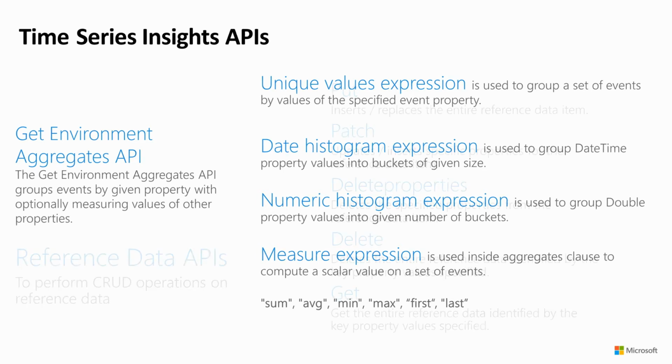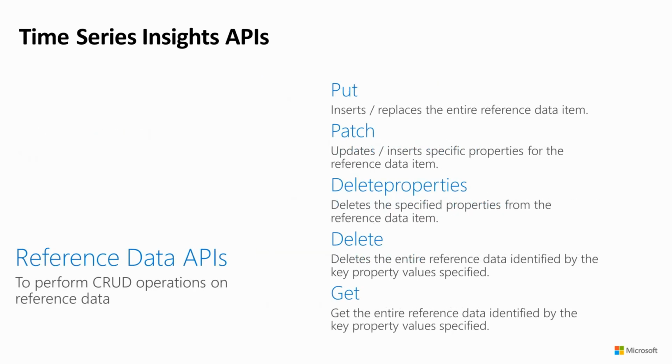Now, finally, we have reference data APIs, and we expose put, patch, delete properties to delete specified properties from the reference data item, delete of the overall reference data set, and finally get to identify the key property values specified within a particular reference data set.